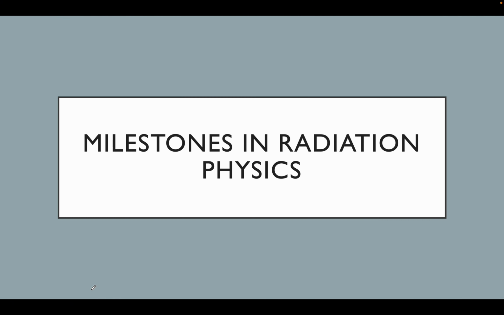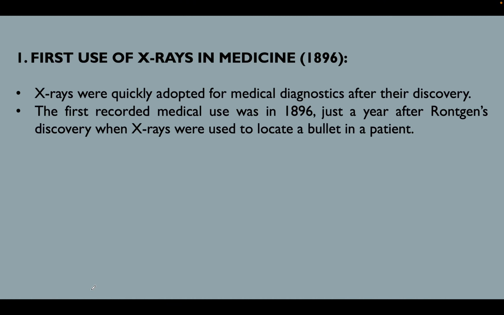Now, let's discuss the milestones in radiation physics. So what are the milestones? The first is the first use of X-rays in medicine. Remember, X-rays were discovered in 1895 by Röntgen, and the first use of X-rays in medicine was in 1896.